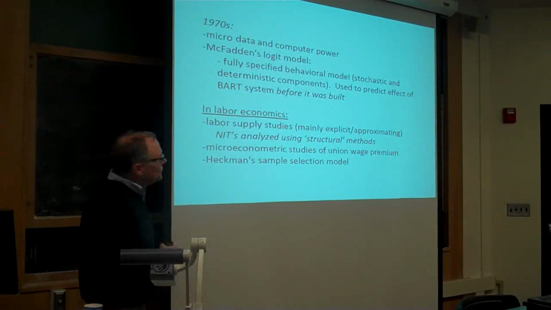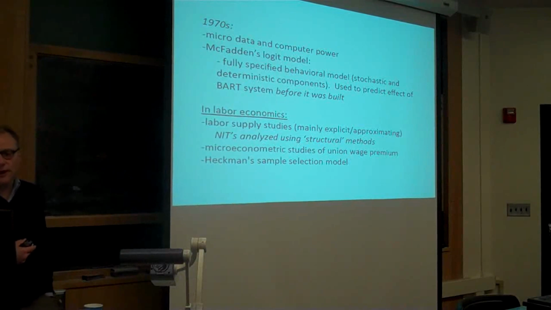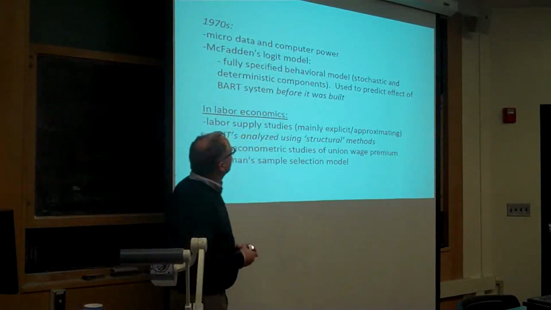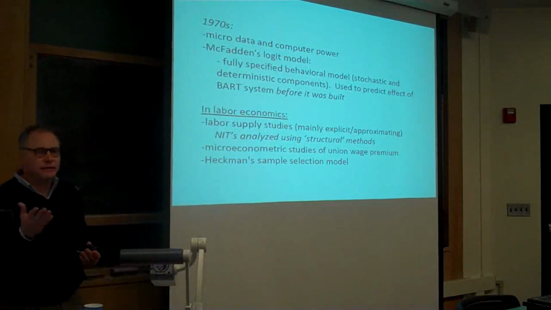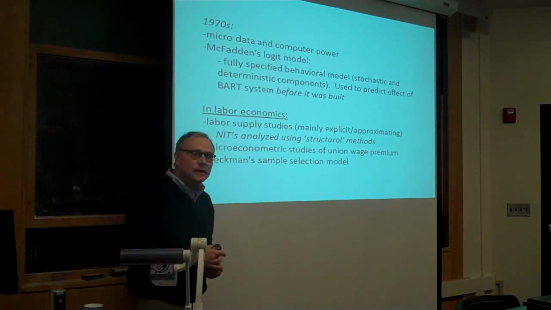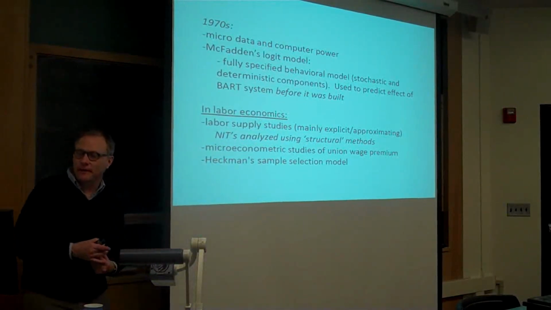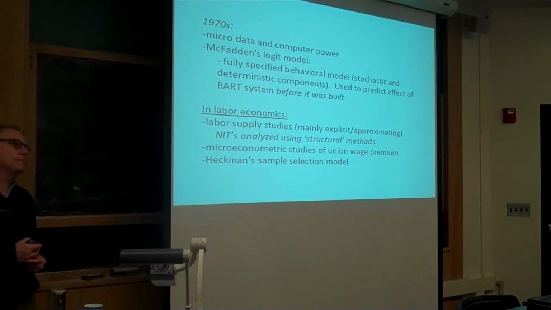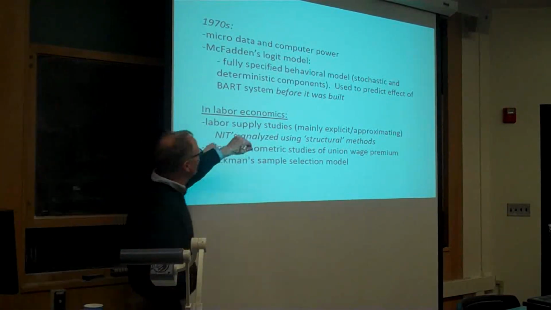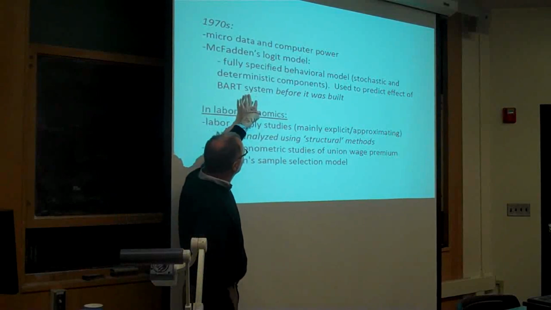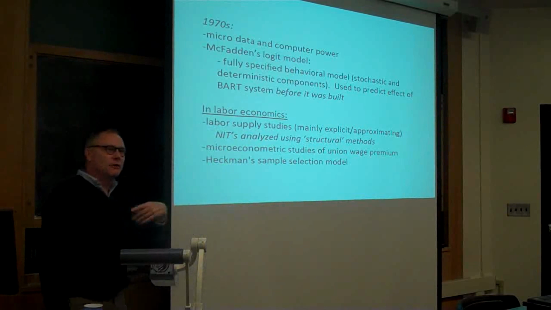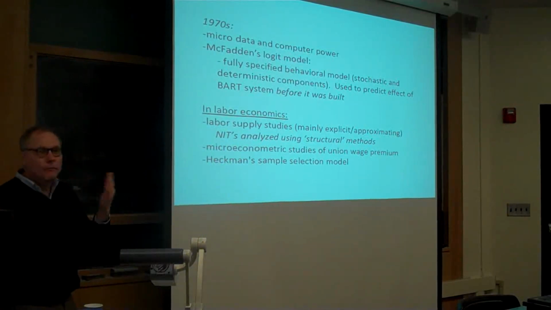In the 70s, we've got the microdata, and computers are getting better. At the same time, McFadden develops the Logit model. If you read the history in his Nobel lecture, you'll find out that the graduate student he was working with at the time was interested in trying to predict what would happen to demand for car transit at the opening of BART, and they were using the Logit model. With all its strengths and weaknesses, they tried to use it to predict what would happen to traffic demand across the Bay Bridge when BART opened, with no data.